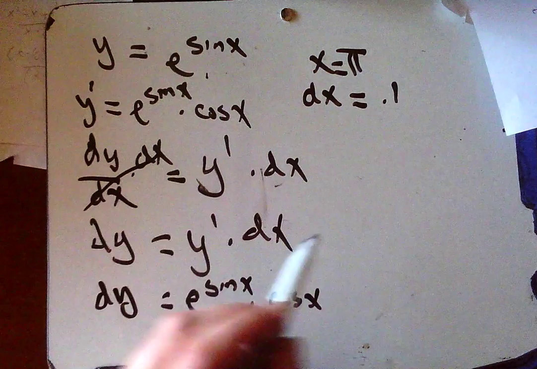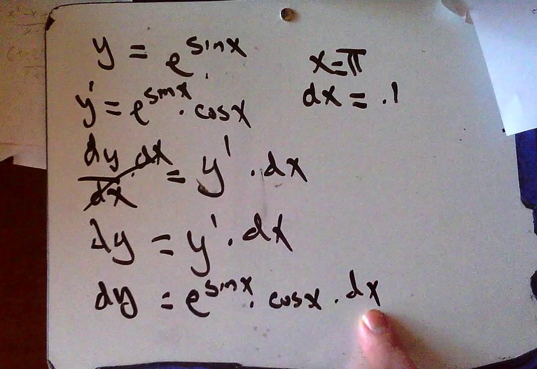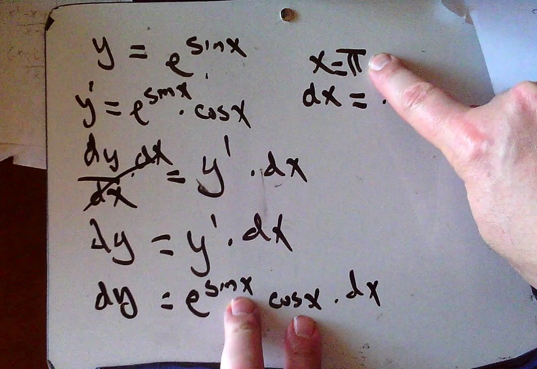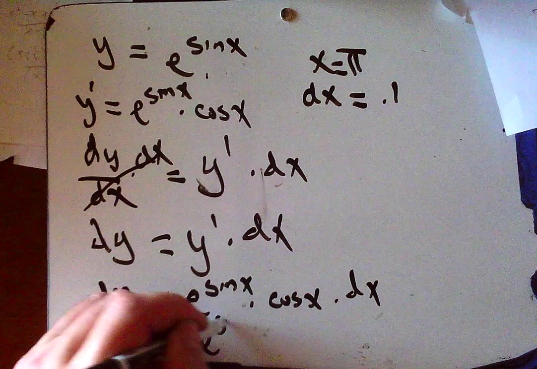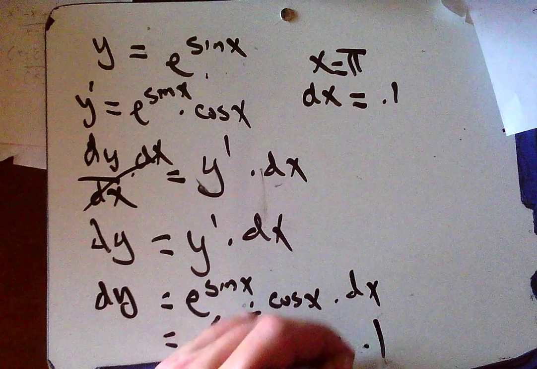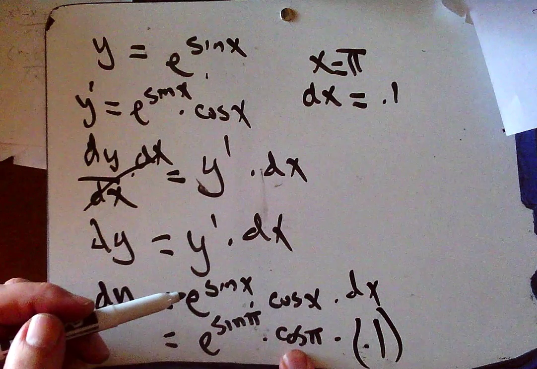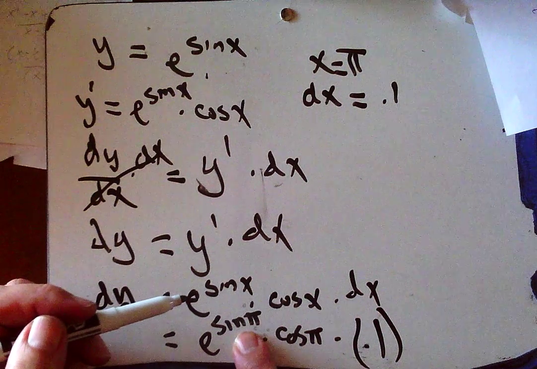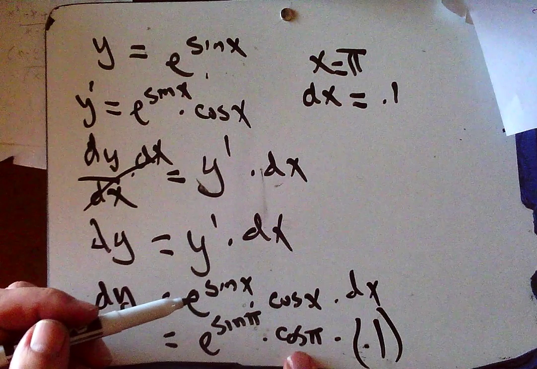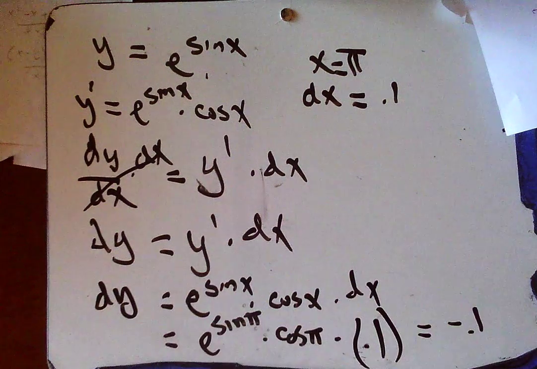But now, dx. This was just the y prime part, but don't lose that. So now I'm going to put in a 0.1 there, and for these x's, I'm going to plug in a pi. So e to the sine pi times cosine pi times 0.1. Well, the cosine of pi is -1. Sine of pi is 0. e to the 0 is 1. So I have 1 times -1 times 0.1, which gives me -0.1.